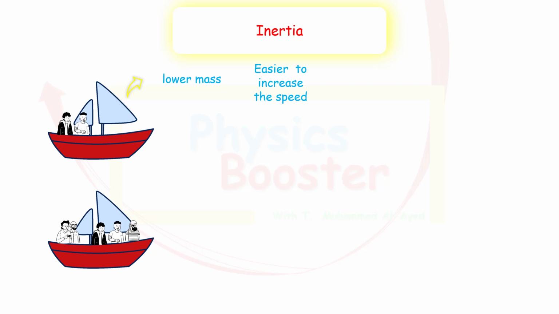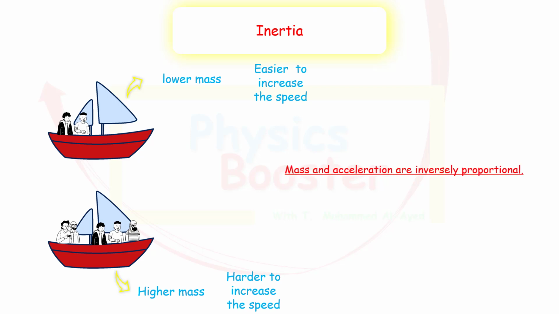Well, it's not just because of mass. Here it's because of inertia, because we said that inertia is the resistance of objects to move or change their motion. So lower mass means it's easier to change its motion, so it means it has lower inertia. While this object here has a higher mass, therefore it's harder to increase its speed, and we can say that it has higher inertia. So we can say that mass or inertia and acceleration are inversely proportional.